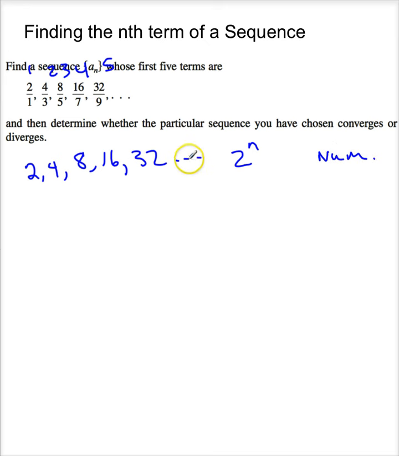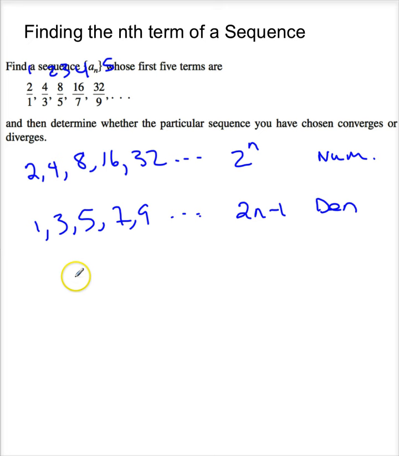Now let me look at my denominator. The denominator is 1, 3, 5, 7, 9. Okay, these are odd numbers, all right? And we know we can represent odd numbers as 2n minus 1. So I'm going to check when n is 1. This is 1, 2, okay. Had it started with 5, it would be 2n plus 1. So this is the denominator. So I can rewrite my sequence as 2 to the n divided by 2n minus 1.